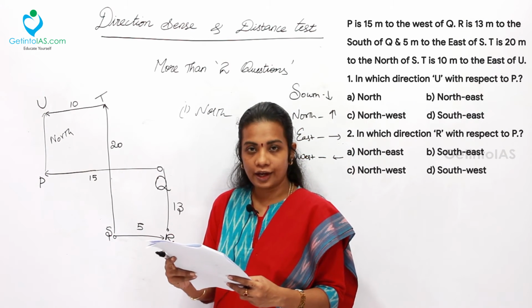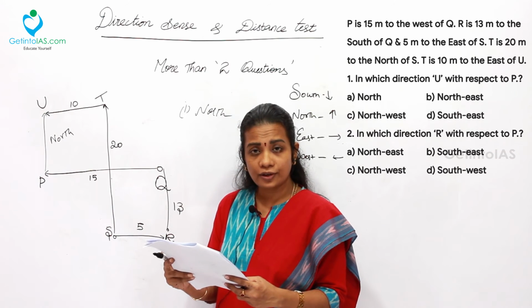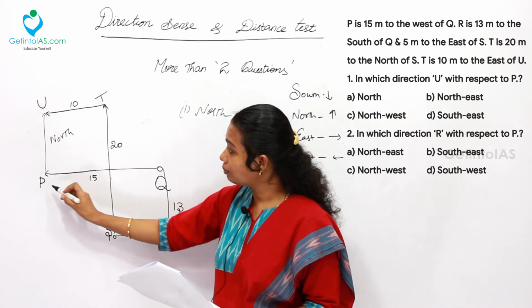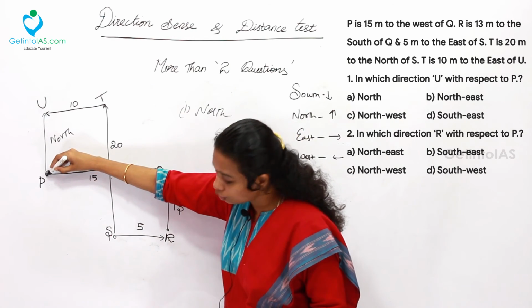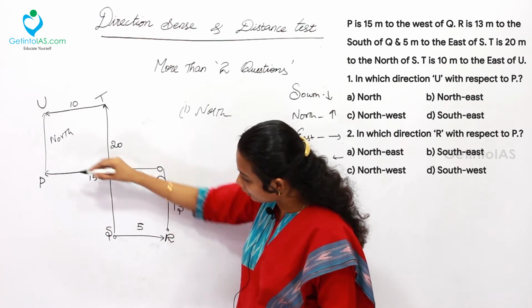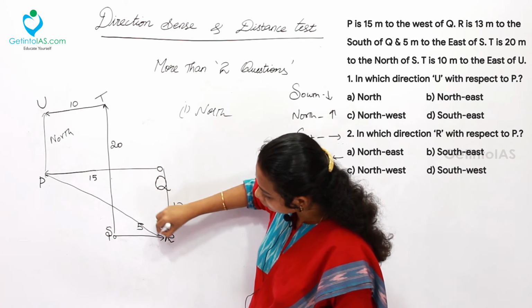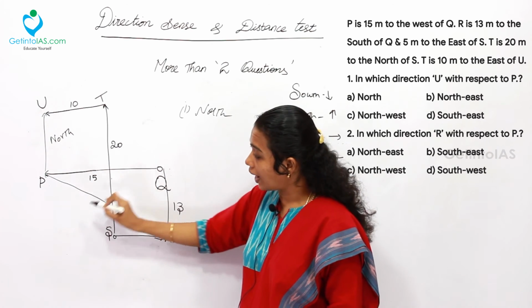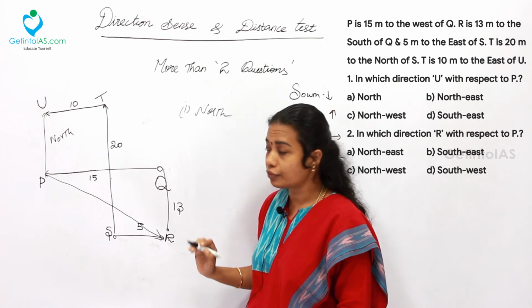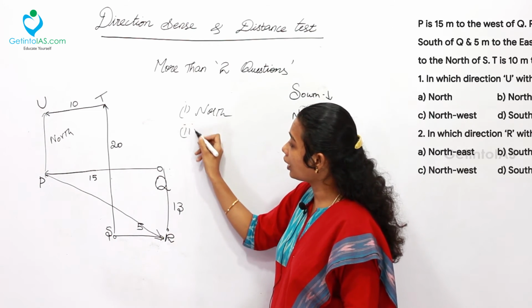Second question, in which direction R with respect to P? From the P where R is located. Just have a look over here, P to R, which is this line. So this is simply between east and south. So simply my answer for this question is southeast.